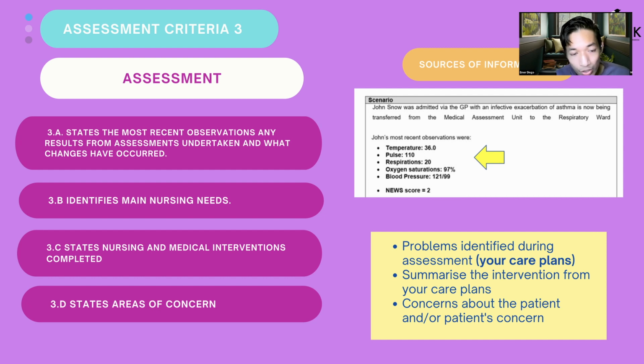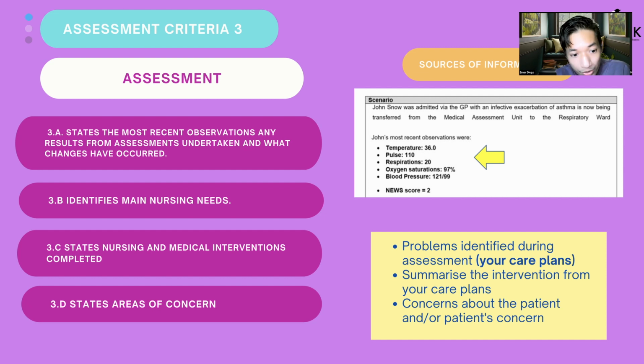Next, you have to identify the nursing needs, or the main nursing needs. Number 3, you have to state the nursing and medical interventions completed. And 3D, you have to state the area of concern. So where are you going to find the answers for this particular station?